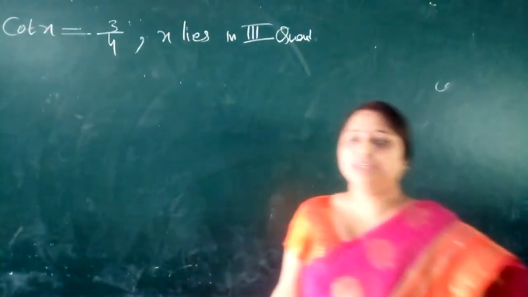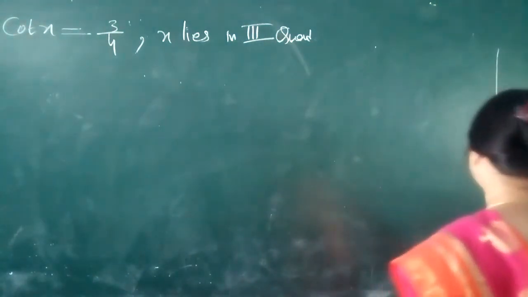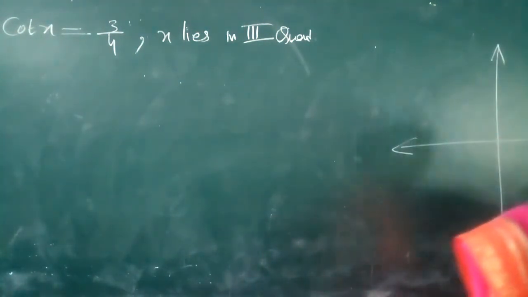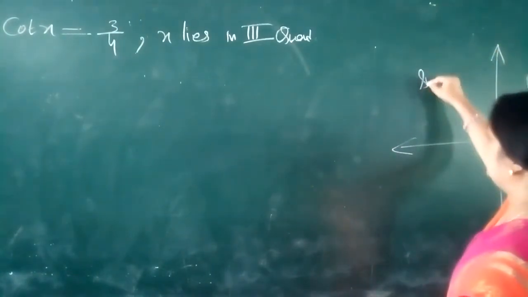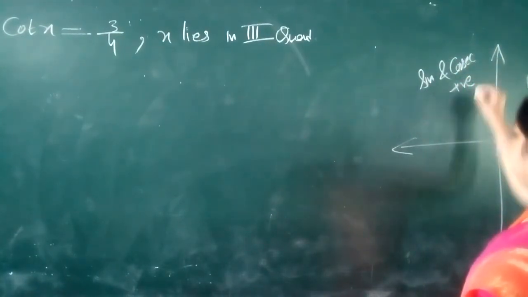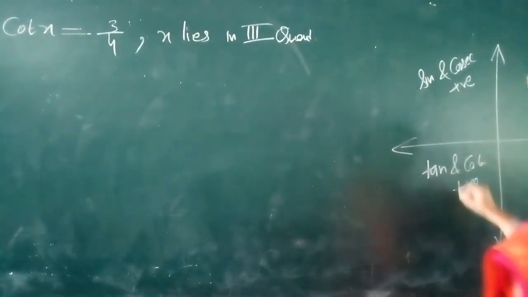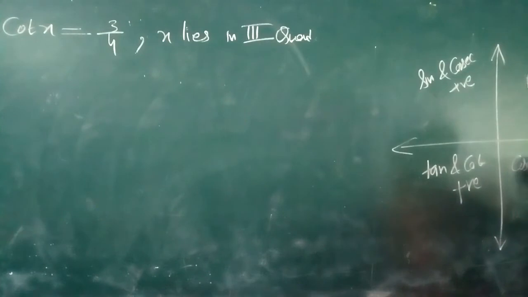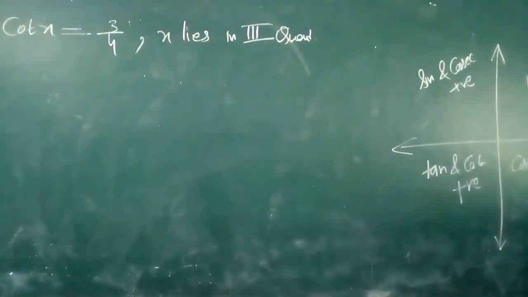Cot x is equal to 3 by 4. Now students, you know this quadrant: first, second, third, fourth. In the first quadrant all are positive. In the second quadrant sin and cosec are positive, the rest are negative. In the third quadrant tan and cot are positive, the rest are negative. In the fourth quadrant cosec and sec are positive, the rest are negative. Here cot x is equal to 3 by 4 and x lies in the third quadrant.